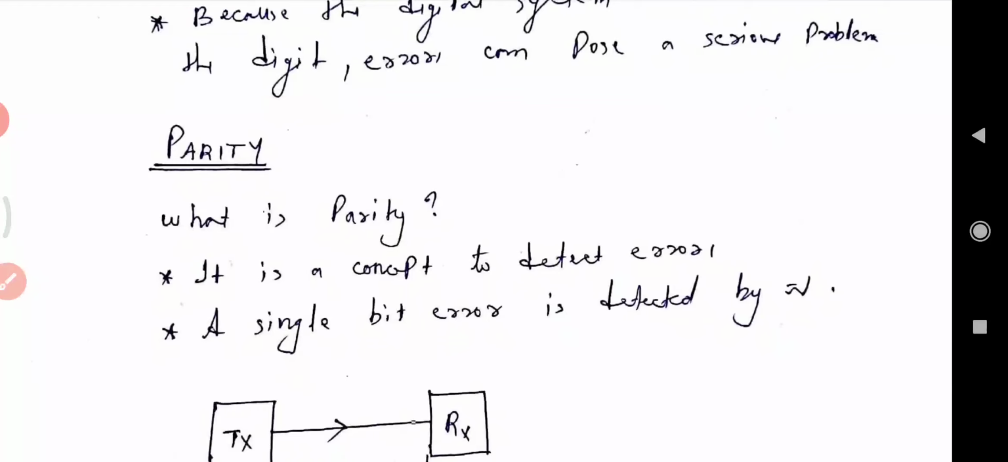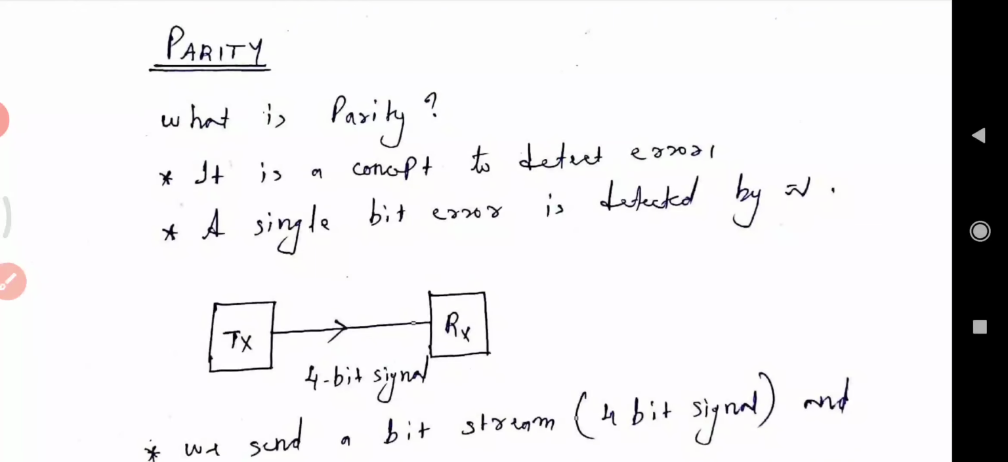Parity is an extra bit that we add to the message signal. That is called a parity. So it is a concept to detect errors. We have to detect the errors and rectify them. A single bit error is detected by it.